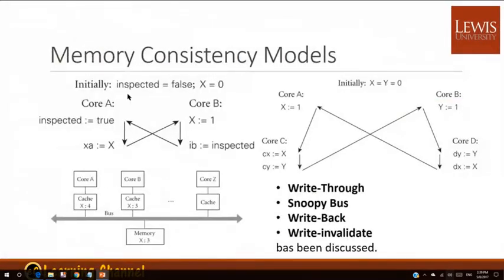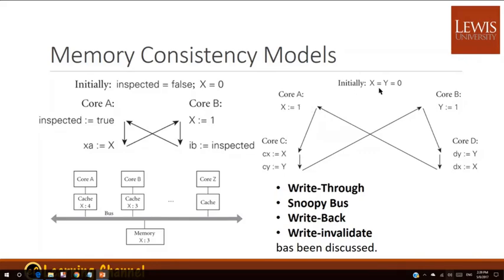Memory consistency model. We have this X variable, and this variable is shared by core A and core B. So we have core A that updates it to before, and then we have core B. So we actually try to maintain the consistency between these two.